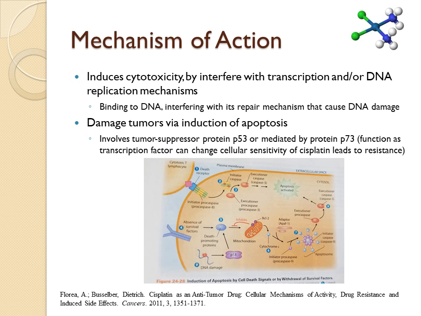One figure in the book that I found related to this mechanism is from chapter 24, figure 24-28, induction of apoptosis by cell death signal. It begins when the ligand binds to a death receptor on the surface of a target cell, and ends with apoptosis. DNA damage can also lead to apoptosis through the activity of the p53 protein, which is also involved in tumor damage via induction of apoptosis in cisplatin.